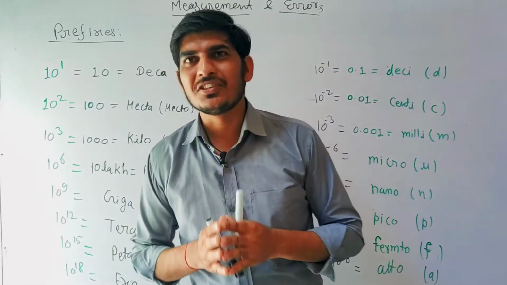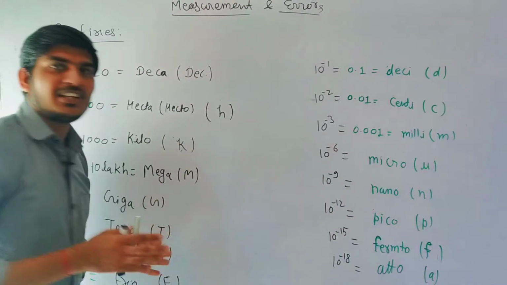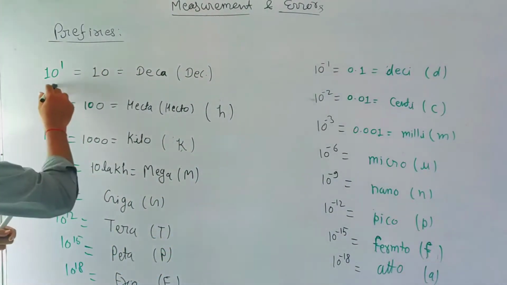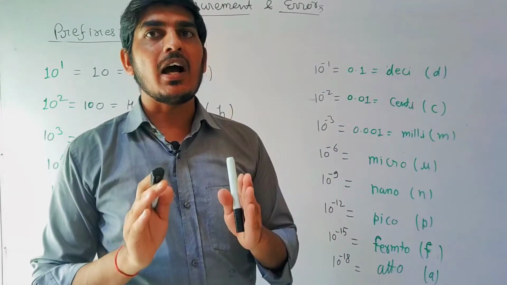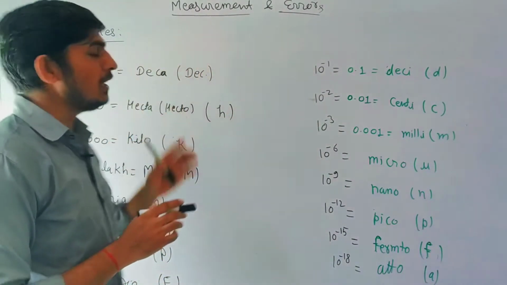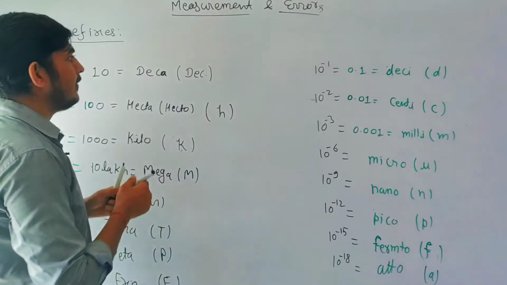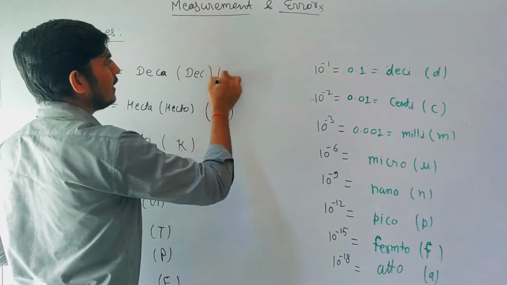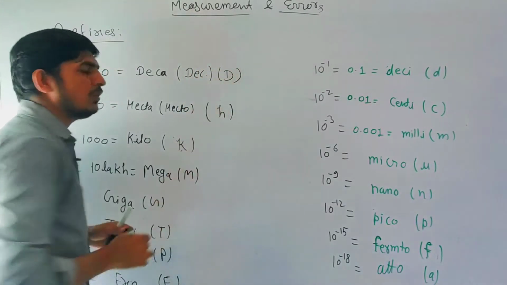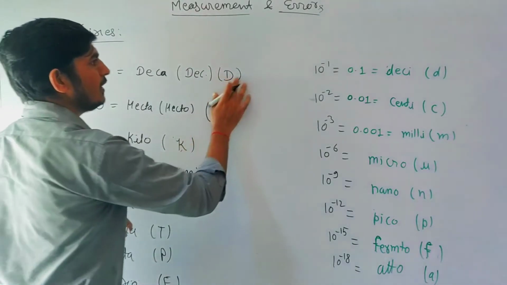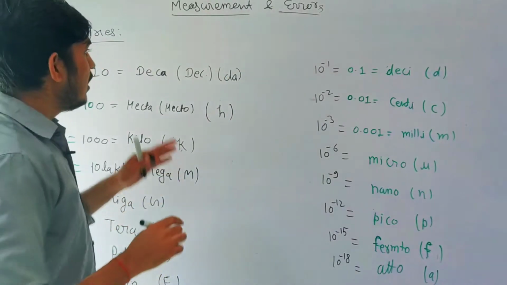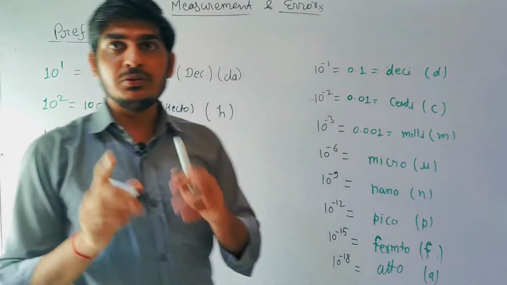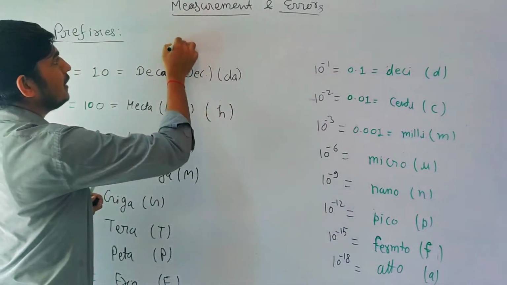Yes, dear students, these are the prefixes. Let's start. 10 raised to power 1, you know, 10. That is known as Deca, and its symbol is da, or somewhere it is capital D. Got the point? Deca, or somewhere it is written as da.